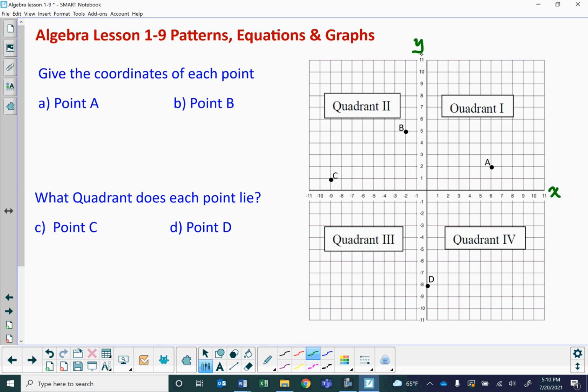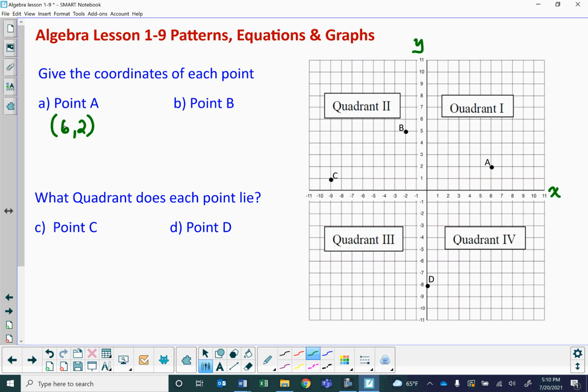So if we look at point A, you always start at the origin, which is your 0, 0 point here. We always read left and right first, and then up and down second. So if we go to point A, we're going to go to the right 6 units, and we're going to go up 2 units. So the coordinates of point A are (6, 2), because we go right and left, and then we go up and down.